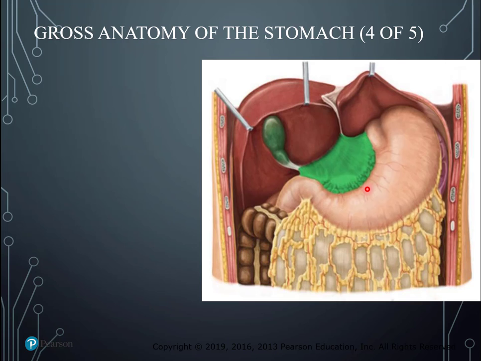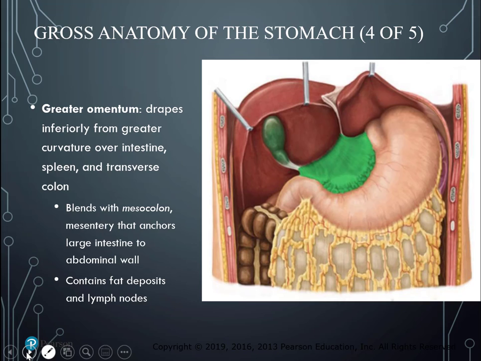It's an omentum that connects the lesser curvature of the stomach to the inferior surface of the liver. Okay? And right here, at the greater curvature, you could see this fatty peritoneal extension, and this is actually your greater omentum. So the greater omentum drapes inferiorly right there, connecting the greater curvature to the transverse colon. Pretty much this blends with the mesocolon, mesentery.